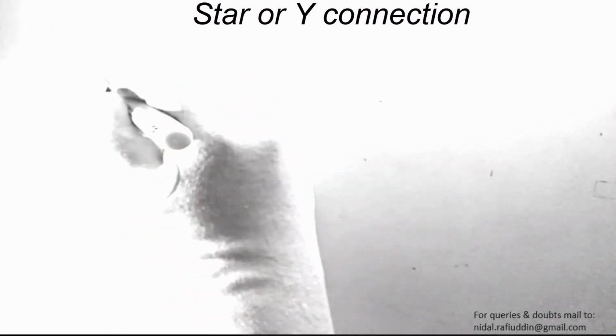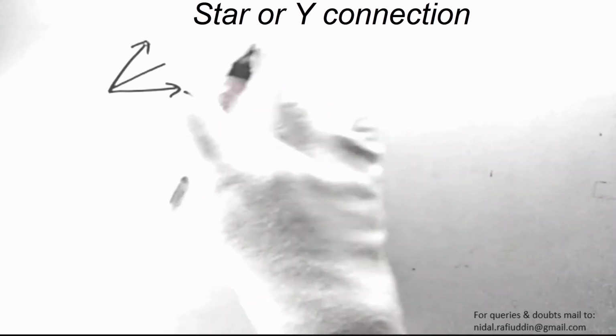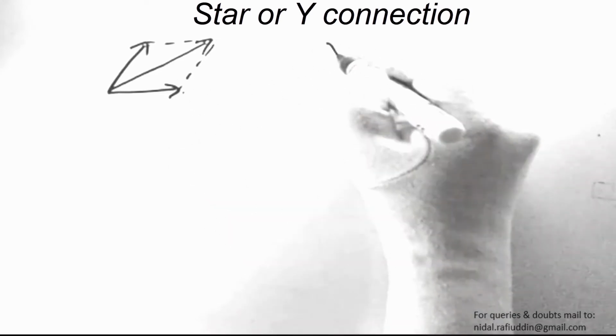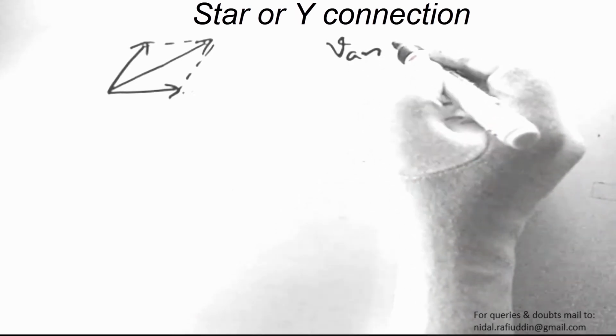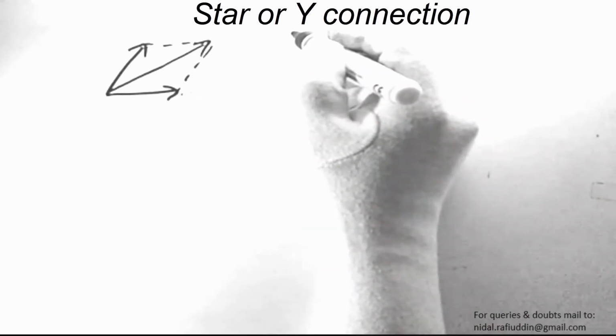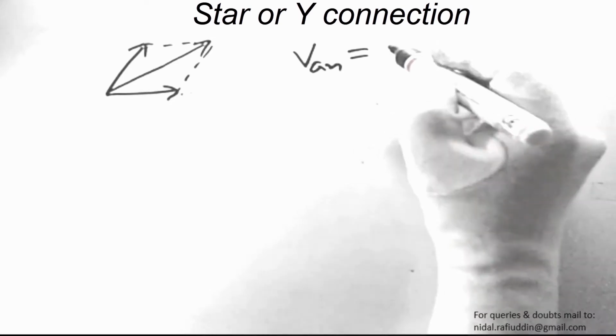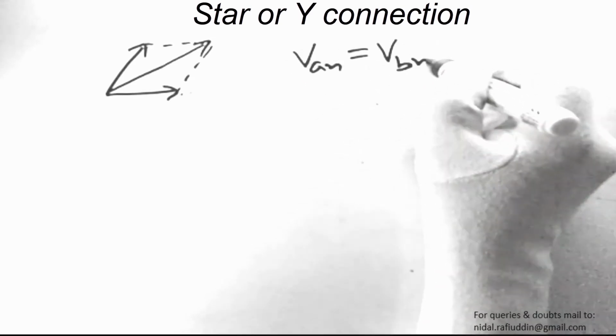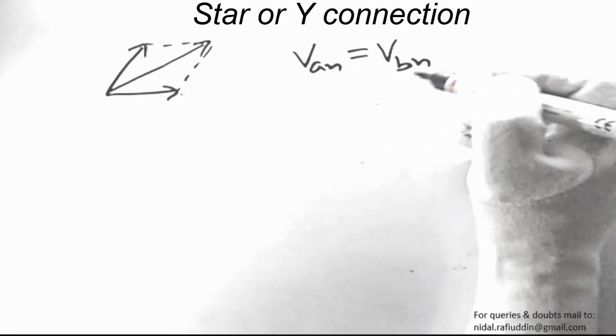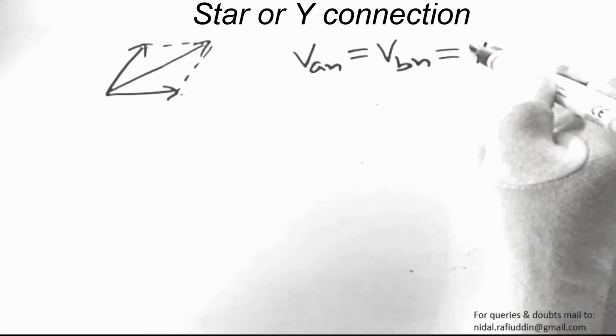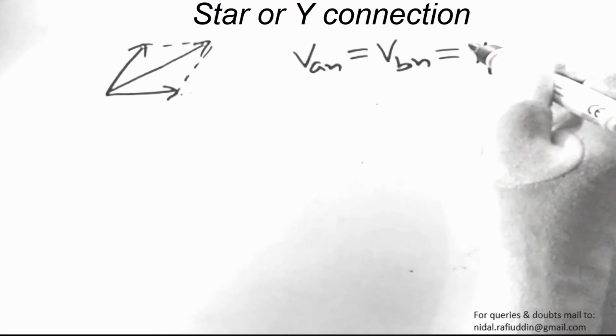So if this is VAN and this is minus VBN, let's only talk in terms of magnitude, and we'll try to find the resultant of the phasors. Let's represent this in terms of RMS value, so we'll find the magnitude of the resultant in terms of RMS. The RMS value of VAN will be equal to that of VBN. We are talking only of magnitude, not of direction or sign. Since these represent the phase voltage, let's call this VP, the phase voltage.